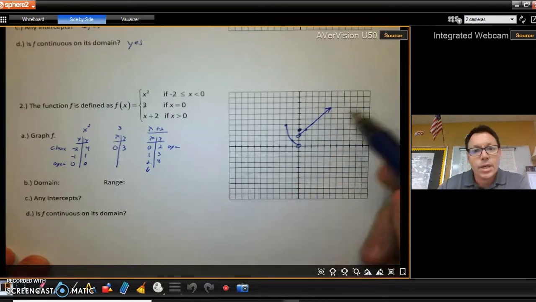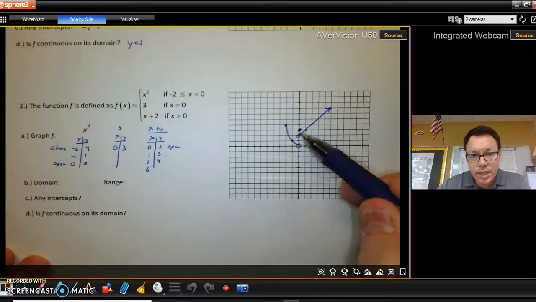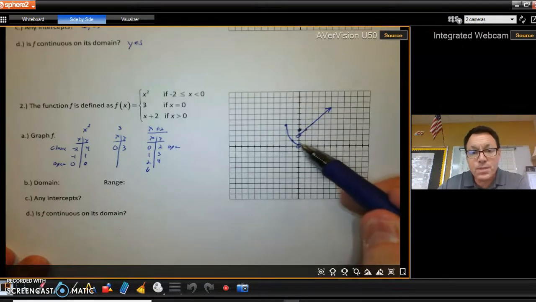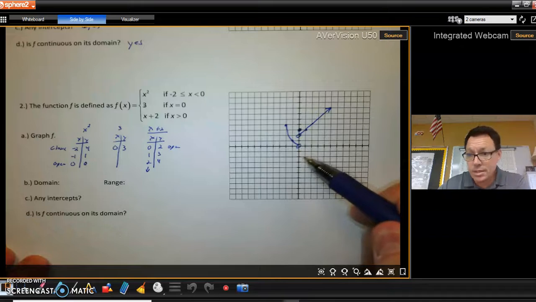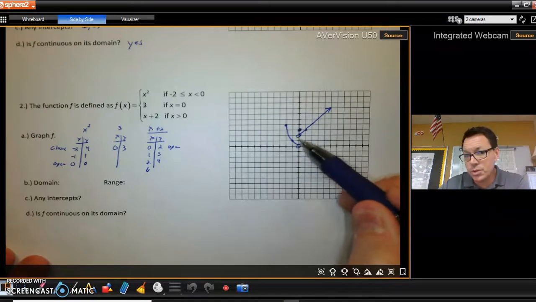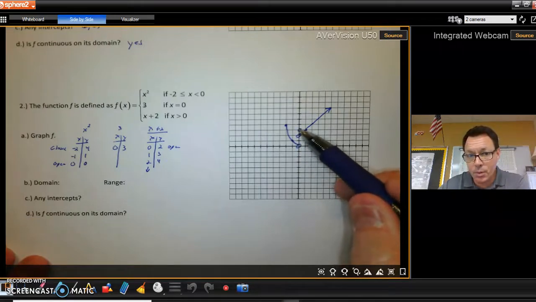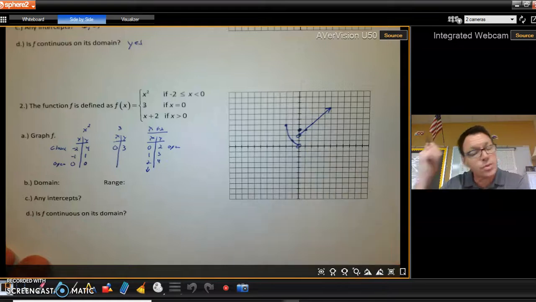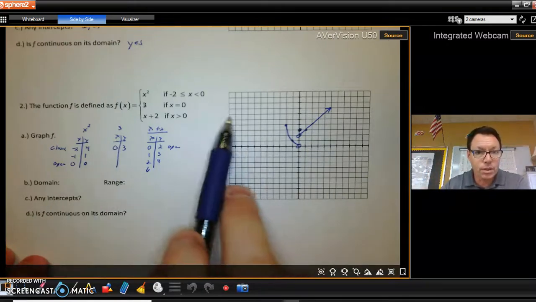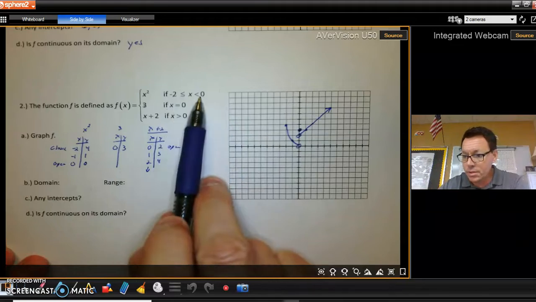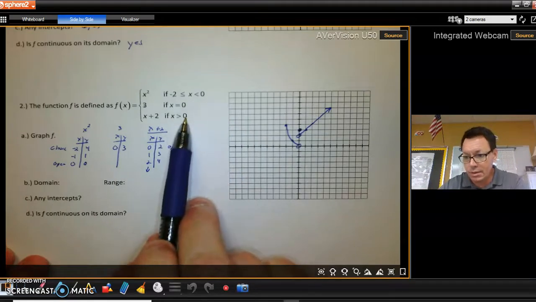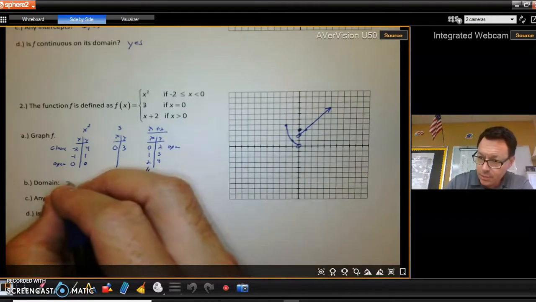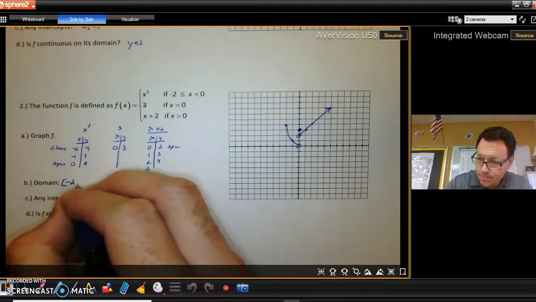Now, notice that there's 3 values on top of each other. This does pass the vertical line test. These open circles mean that those are not points. So we have this point, and then we have these 2 open circles, so there's nothing wrong with that. Okay? What's our domain? Well, our domain is everything from -2 to 0, and everything bigger than 0. So it's everything from -2 to infinity.